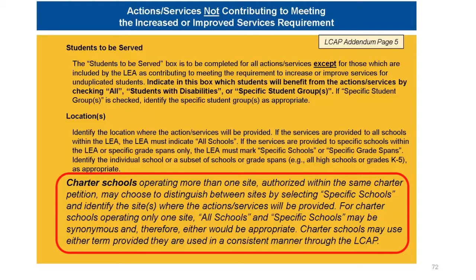These actions may be provided on a charter-wide basis, or they can be limited to one or more of the groups. Please refer to the note from the instructions regarding charter schools. A charter school with a single site may choose either LEA or school-wide. For charters with multiple sites, LEA-wide should be marked.